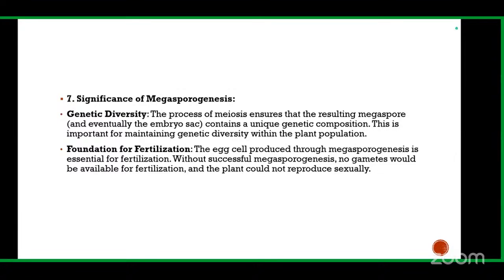The significance of megasporogenesis is genetic diversity. The process of meiosis ensures that the resulting megaspores and eventually the embryo sac contain a unique genetic composition. This is important for maintaining genetic diversity within the plant population. Then, foundation for fertilization. The egg cell produced through megasporogenesis is essential for fertilization, because if there is no egg cell, there will be no fertilization.